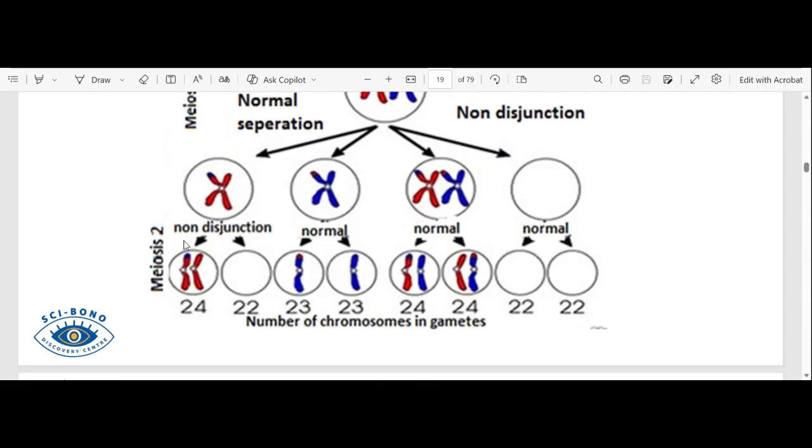Okay, now let's go to meiosis 2. In meiosis 2, if non-disjunction happens, one cell will receive an extra copy of a chromosome, and one cell will receive no chromosome. Does that make sense? Here there was a normal separation in the cell, so this chromosome split into two chromatids. There was one chromosome here and one chromosome here. Obviously 23 when it comes to humans and 23 here. Hence they're saying 23, 23.